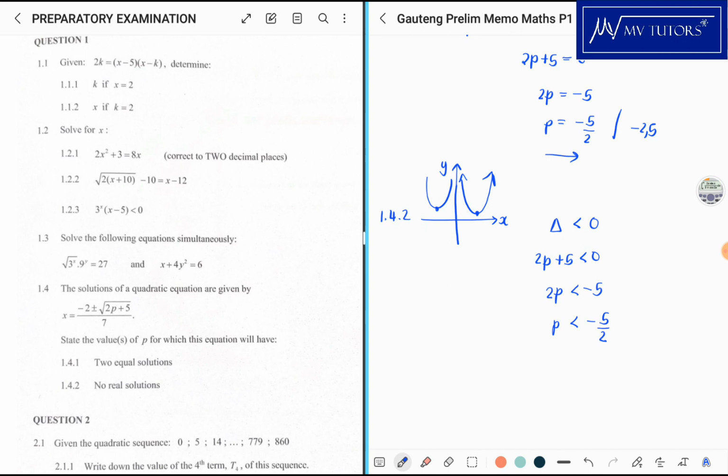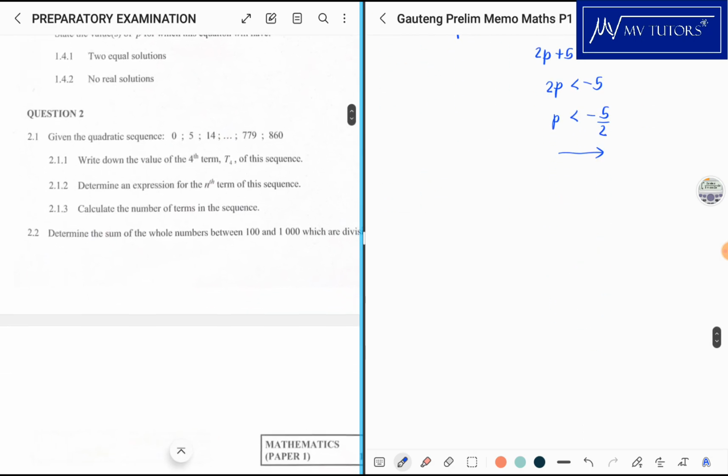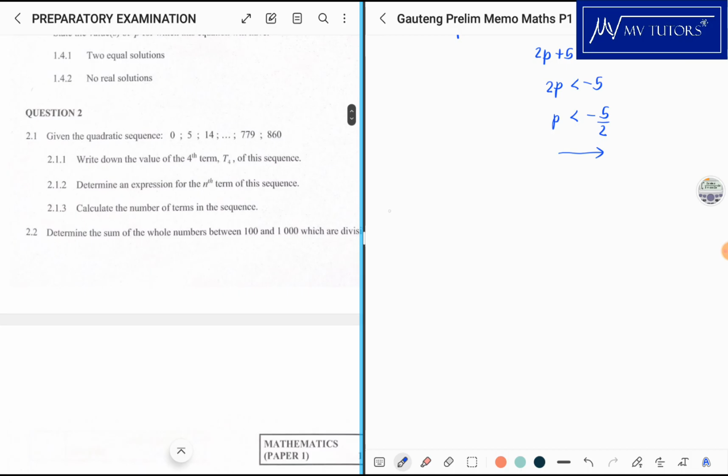So p is smaller than negative 5 over 2. All right, so question 1 actually went quite well. This is a prelim. I'm expecting tricks and hard questions, but so far, so good. Okay, now let's go to question 2.